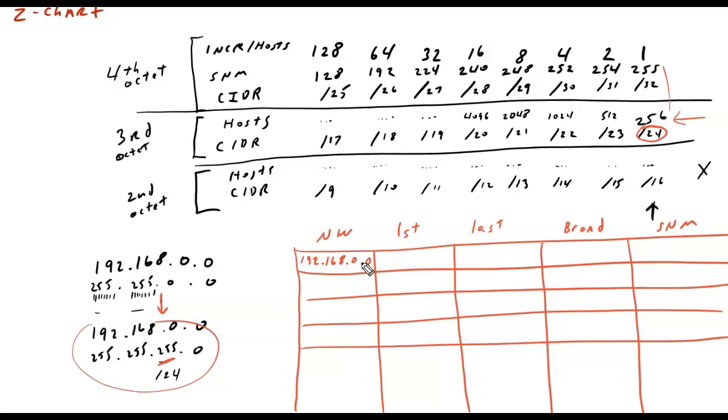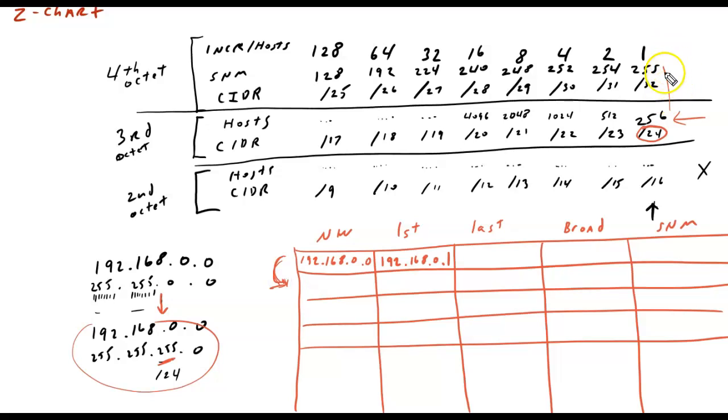If that's the network address, then what's the first host address? 192.168.0.1. Now, what's the last address? Well, I don't really know yet because it's the one just before the broadcast address, and I don't know the broadcast address yet. So I have to figure that part out. So what I'm going to do is figure out what increment I need in order to create the next network. So in order to make the next network, what is the increment I need?